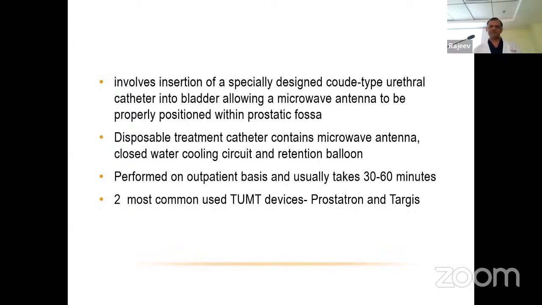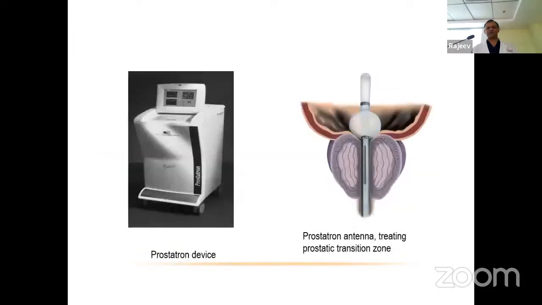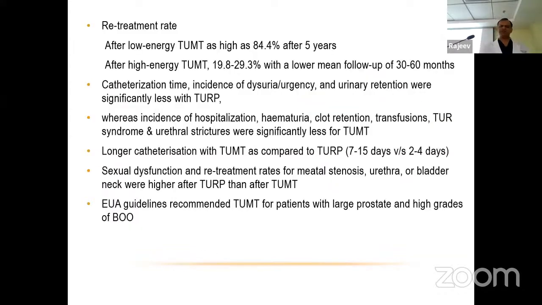TUMT involves insertion of a specially designed double-lumen urethral catheter in the bladder, allowing a microwave antenna to be properly positioned within the prostatic fossa. The disposable treatment catheter contains a microwave antenna, a closed water cooling circuit, and a retention balloon. It is performed on an outpatient basis and usually takes 30 to 60 minutes. The two most commonly used TUMT devices are Prostatron and Targis. The retreatment rate at low energy is around 85%, whereas with high energy TUMT the retreatment rate is around 25%.